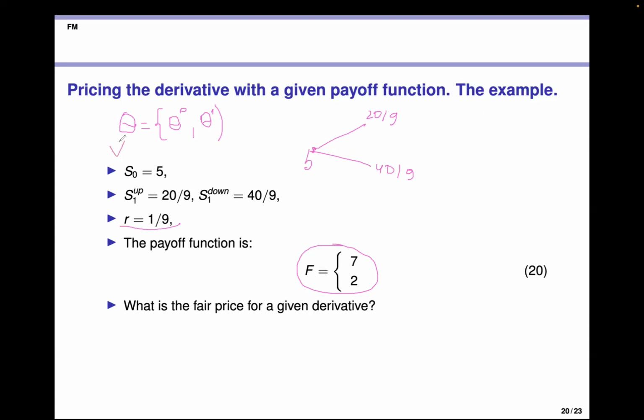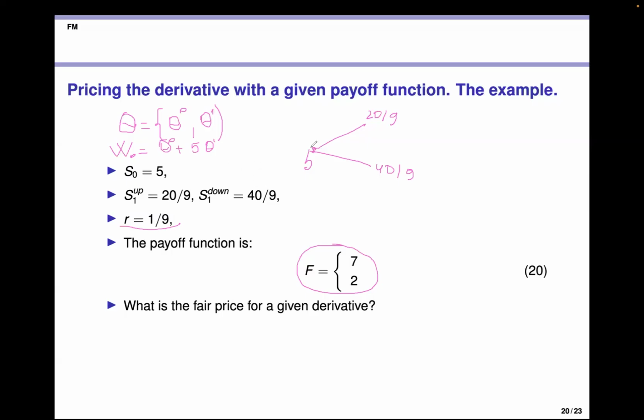We can compute theoretically the wealth of the portfolio at the initial moment 0, W0. And what do I need to write? It is theta 0 plus theta 1 multiplied by S0. Do you know S0? It's 5. So plus 5 theta 1. Yes. Thank you. Well done.